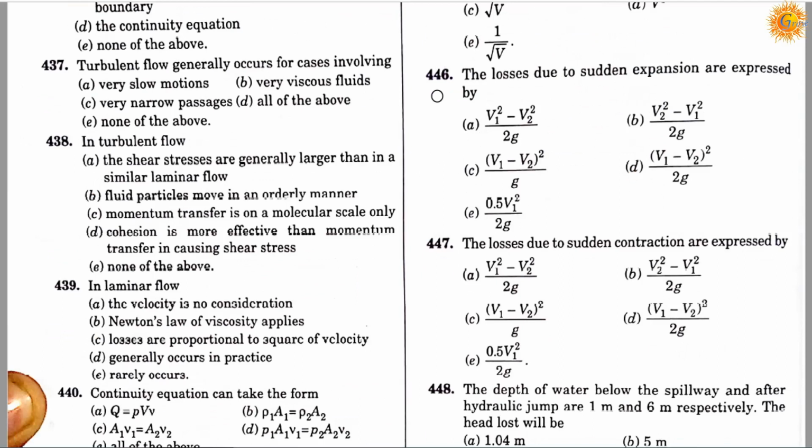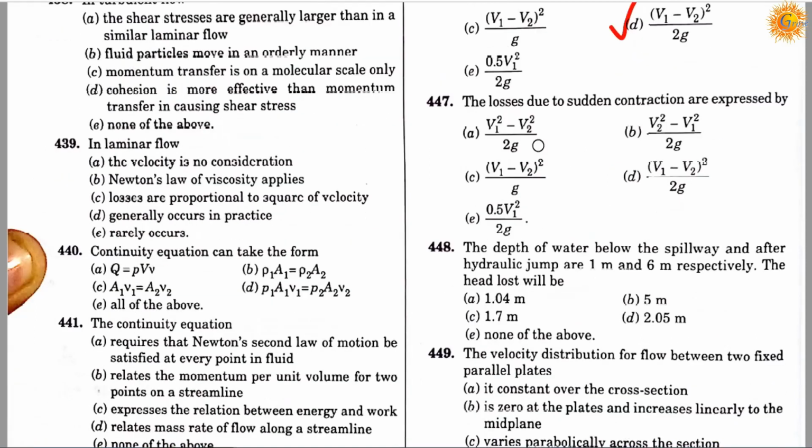Question number 446. The losses due to sudden expansion are expressed by option A, v1 square minus v2 square divided by 2g, option B, v2 square minus v1 square divided by 2g, and option C is v1 minus v2 whole square divided by g, option D, v1 minus v2 whole square divided by 2g, and option E is 0.5 v1 square divided by 2g. So correct answer is D, it's v1 minus v2 whole square divided by 2g.